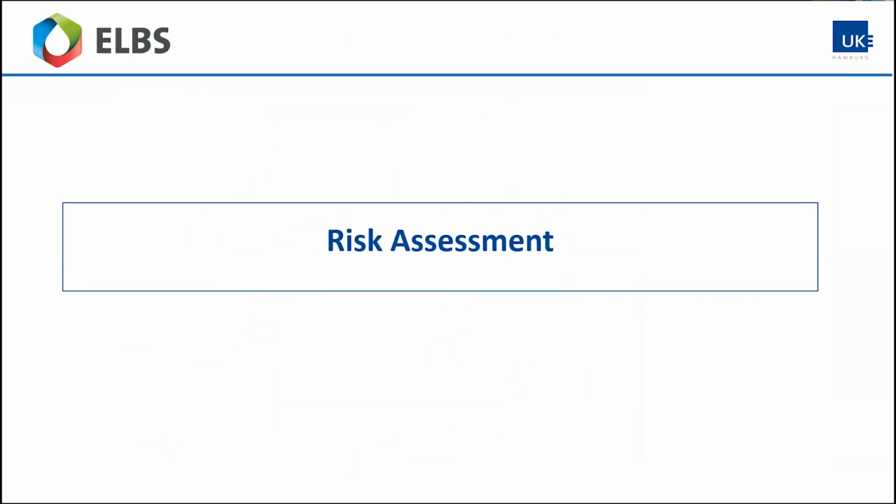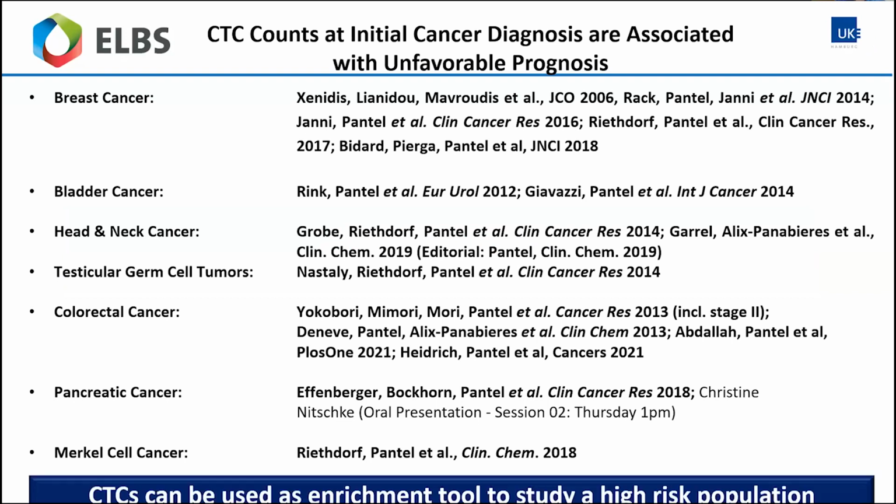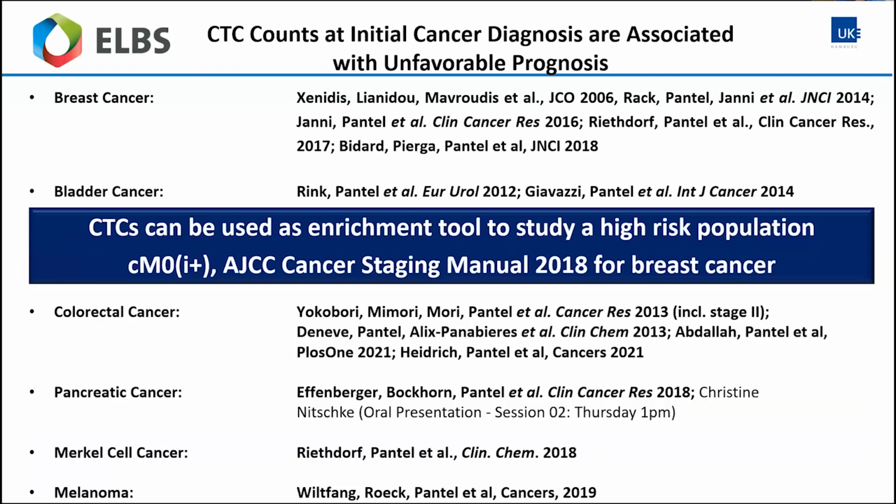I mean, can we use it to do a better staging of patients and decide about escalation or de-escalation of treatment? We know today that the CTC counts at the time of diagnosis are correlated to an unfavorable prognosis, so they can actually be used for studying a high-risk population and improving tumor staging.